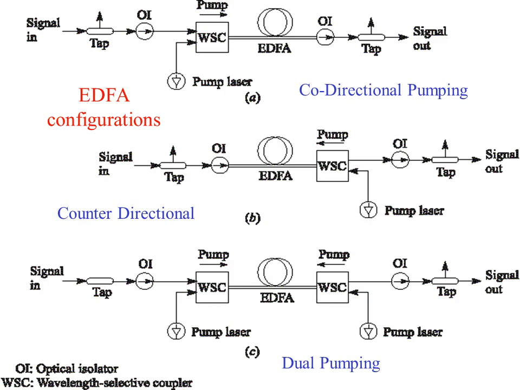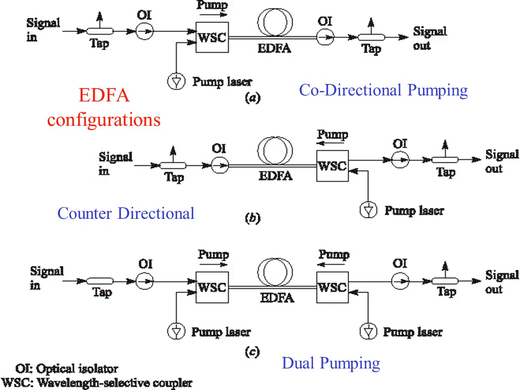So you can observe here, the signal input is given to the tap coupler, which will couple the input signal, and later it is given to the optical isolator, which avoids reflection towards the sending part. Later that input signal is combined with the pump signal generated from the pump laser by using a wavelength selective coupler, WSC. Both the input signal and pump signal go in the same direction, so that's why it is called co-directional pumping. Later it is given to the EDFA, then to the optical isolator, and then to the tap coupler.